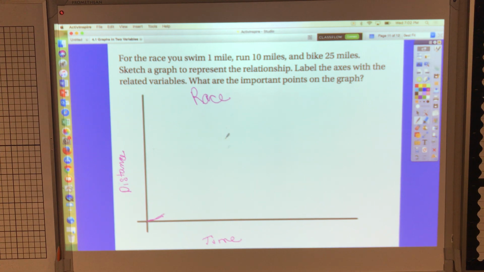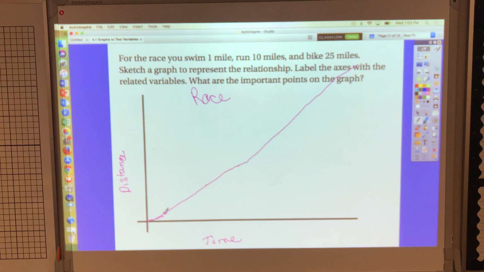Then I get to run 10, and I'm a runner, so I run a little bit faster than I swim. So now I need to run for 10 miles. Okay, so this was only 1 mile, 10 needs to be about 10 times that length. Right? And then I bike for 25 miles, and I can definitely bike lots faster than I can run. So that speed is going to change the remainder of my graph. Okay? So what are the important points?